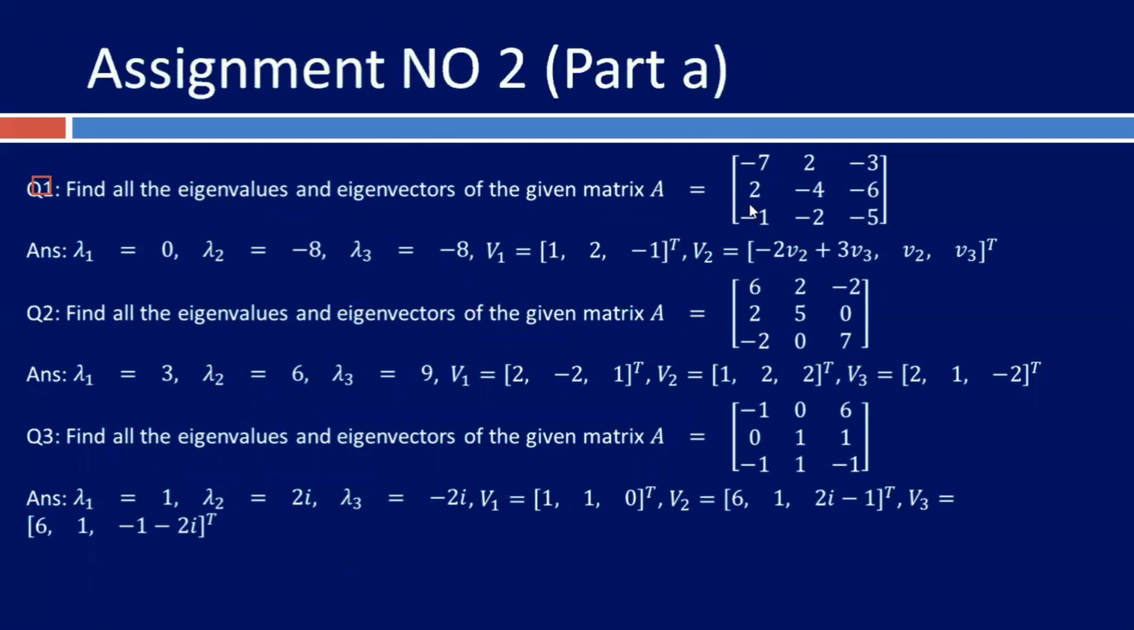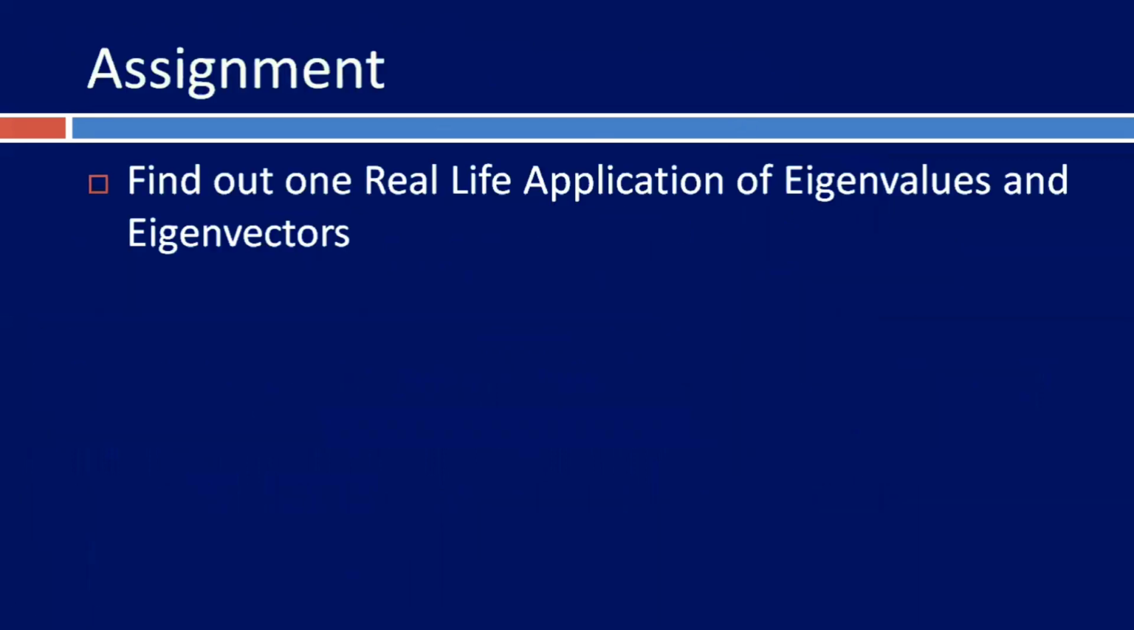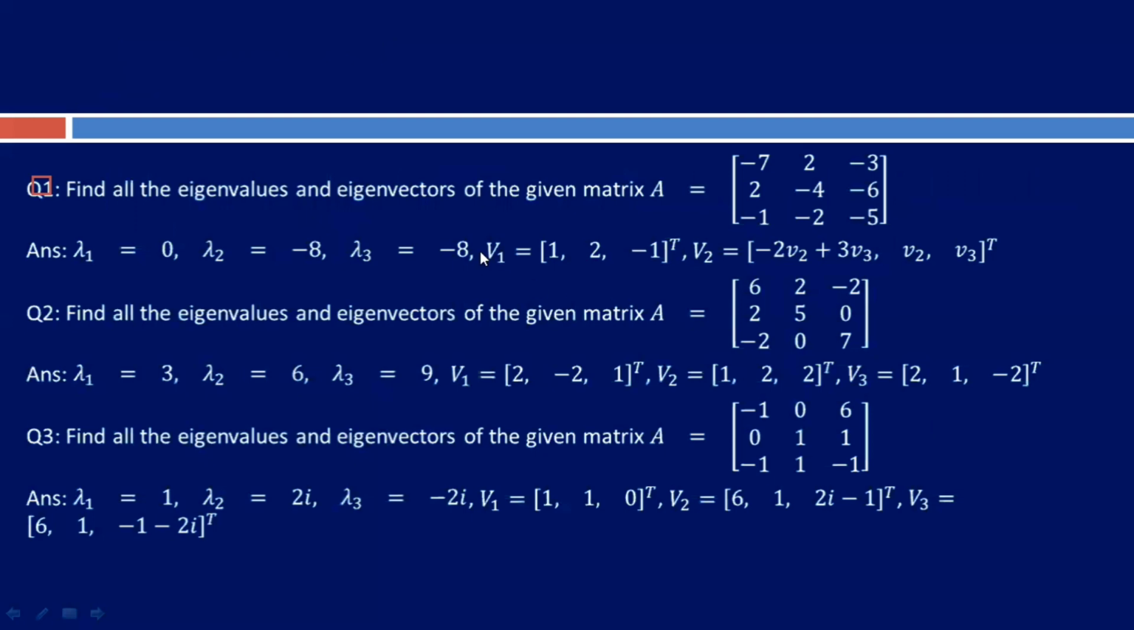This is the assignment, and let's see the previous assignment. Find out one real life application of eigenvalues and eigenvectors. You think about it. I gave one real life application of eigenvalues and eigenvectors, which is Google PageRank, and you saw how deeply I explained it. Similarly, you have to find one other real life application of eigenvalues and eigenvectors.